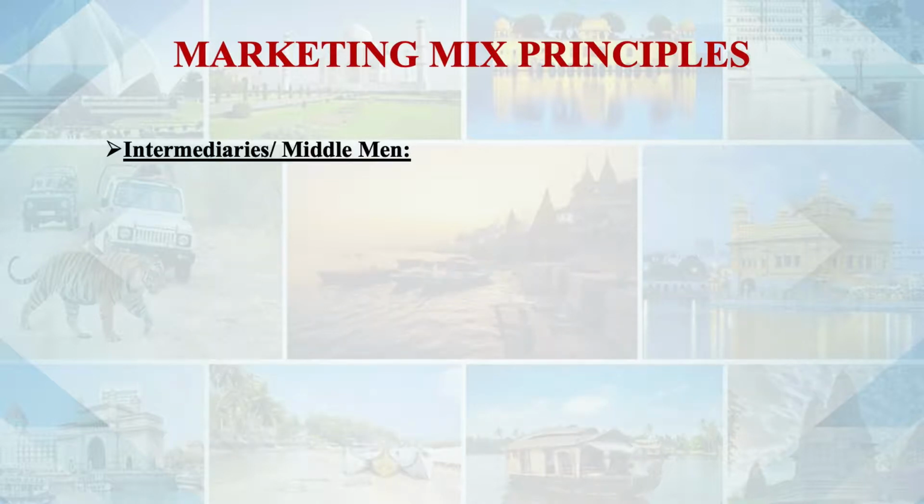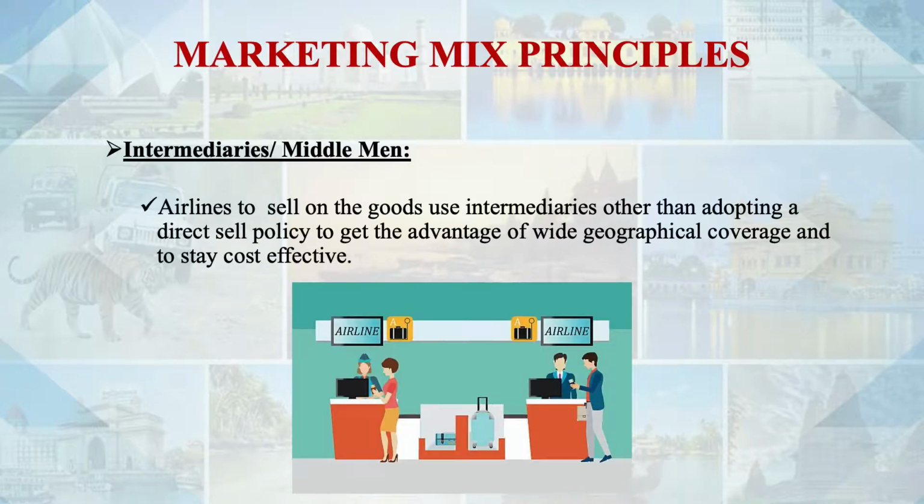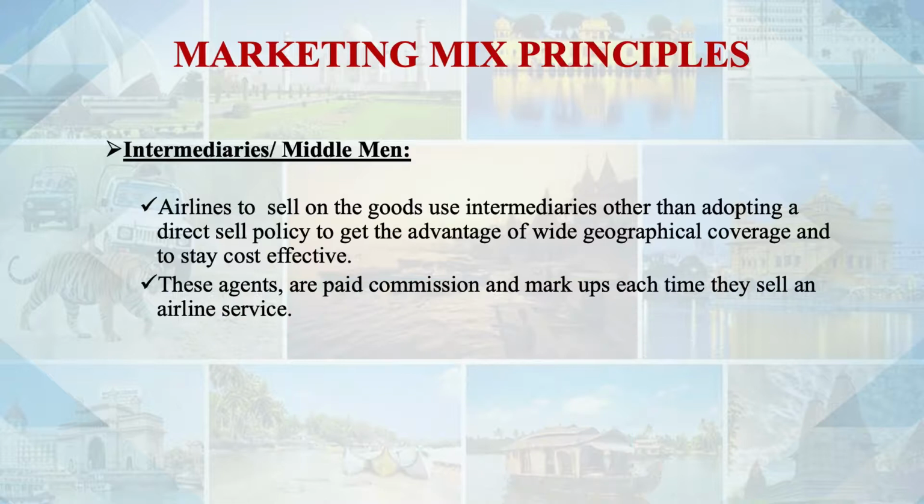The second is the intermediaries or the middlemen. Airlines, to sell their goods, use intermediaries other than adopting a direct sell policy to get the advantage of wide geographical coverage and to stay cost effective. These agents are paid commission and markups each time they sell an airline service.